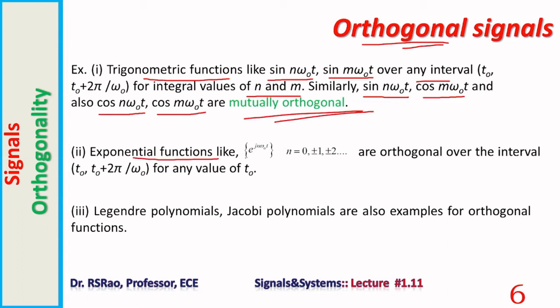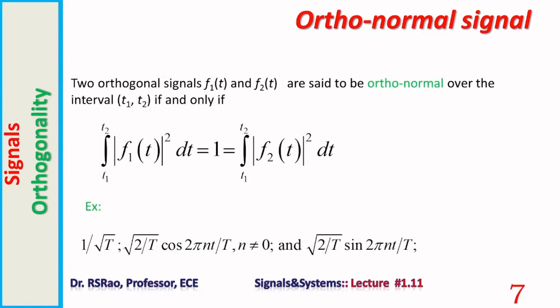Another example, exponential functions like e power j n omega naught t with n equal to 0, plus or minus 1, plus or minus 2, etc. These are all orthogonal over the interval t0 to t0 plus 2 pi by omega naught for any value of t0. Another example set is given by Legendre polynomials. Jacobi polynomials are also examples of orthogonal functions.